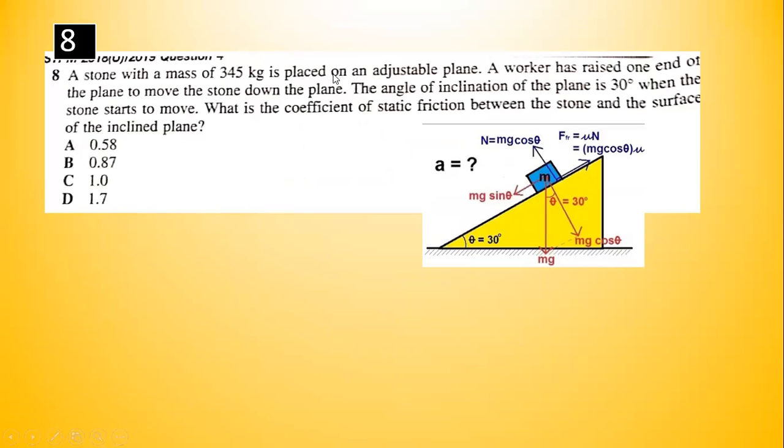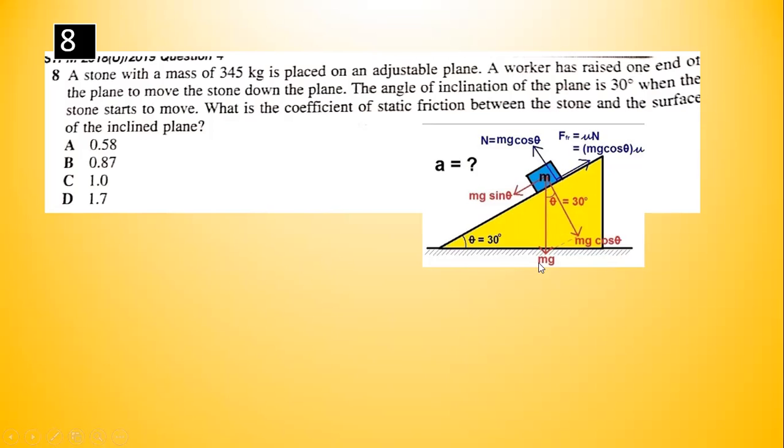Placed on an adjustable plane, the worker has raised one end of the plane to move the stone down the plane. The angle of inclination of the plane is 30 degrees when the stone starts to move. What is the coefficient of static friction between the stone and the surface of the inclined plane? You can remember the formula, go ahead. If not, go to the basics there.